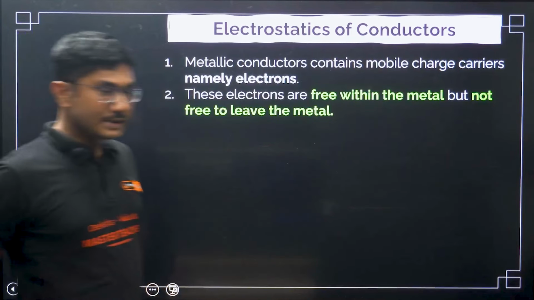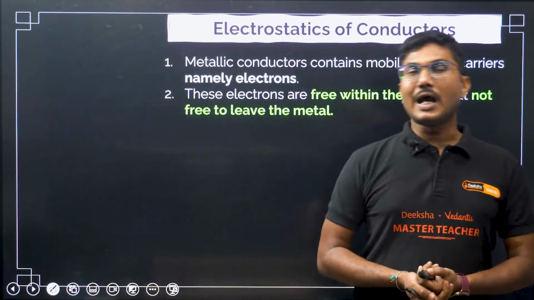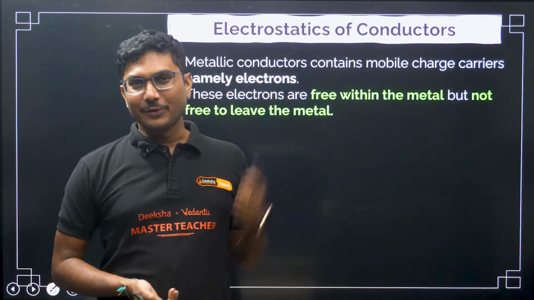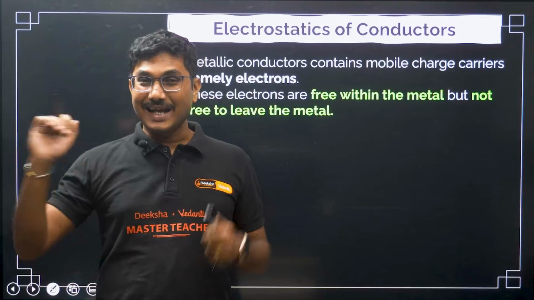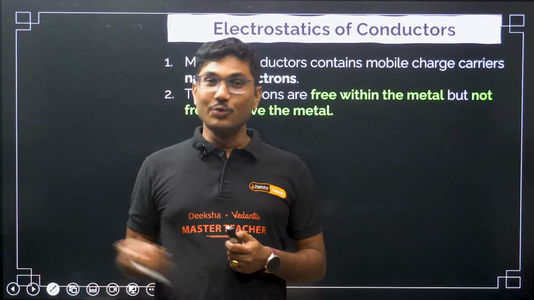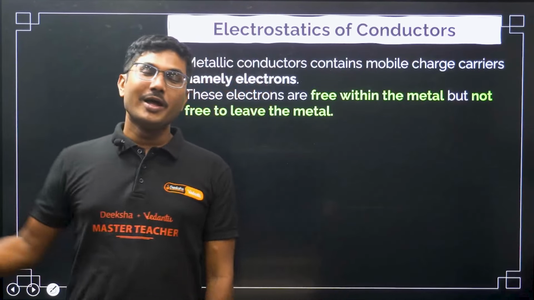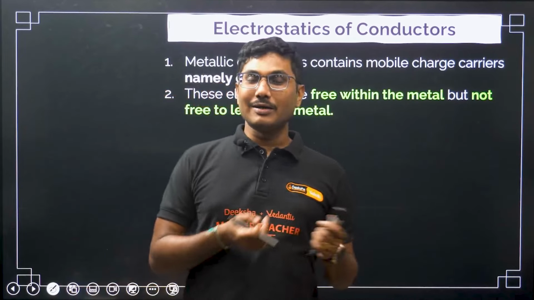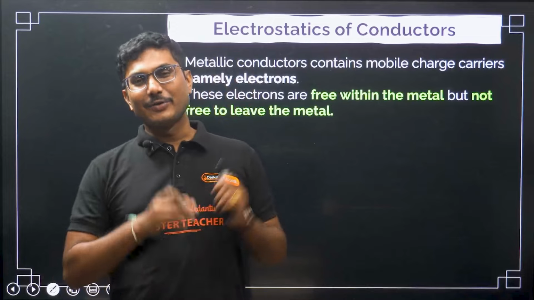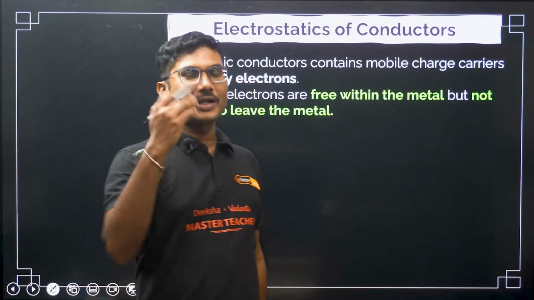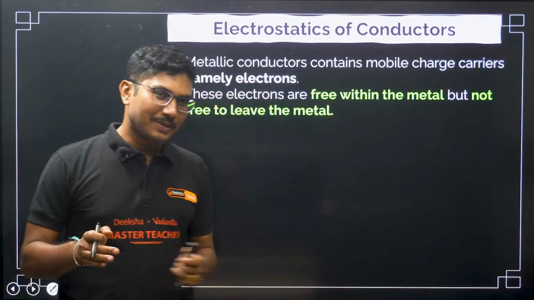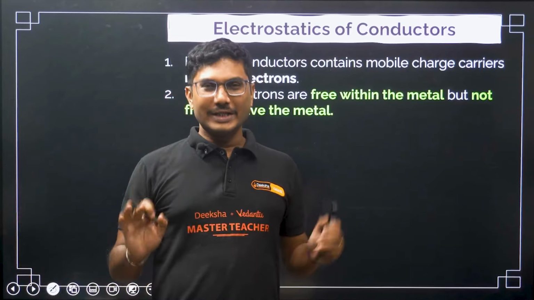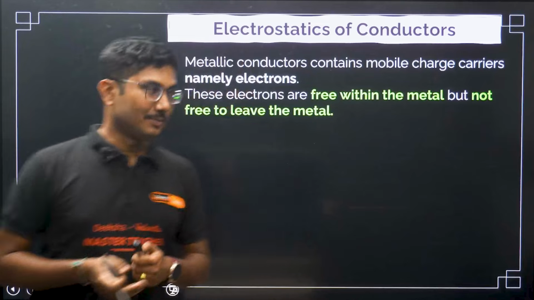Next, these electrons are free within the metal but not free to travel out of the metal. So what does that mean? That means you are under house arrest. You may have faced that your parents are going out and they lock the room from outside. They ask you to study in your room, but instead of studying, you are roaming around from one room to another. You are watching TV, playing games on the mobile or tablet. You are free within the house but you are not allowed to go outside the house. Similar thing is for the electron. He is under house arrest. He can travel anywhere within the metal but he cannot leave the metal.